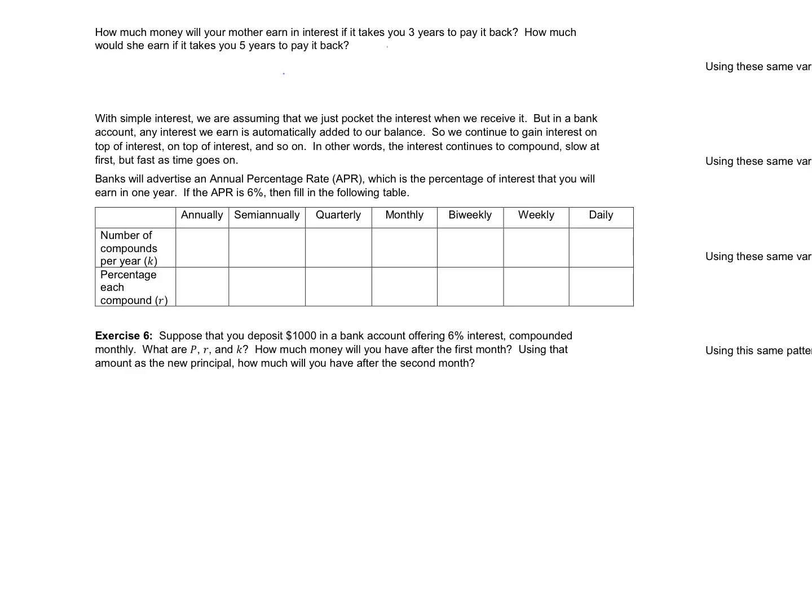All right, we're going to continue with our finance part one. So we've been looking at simple interest, but now let's think about what goes on at an actual bank.